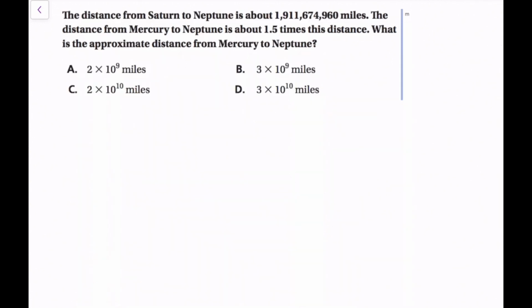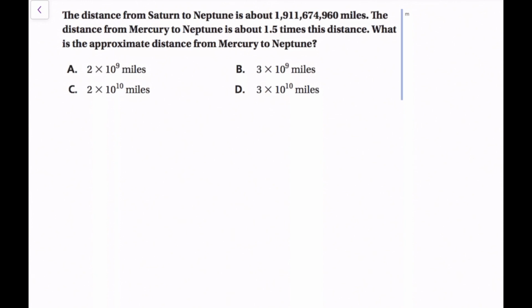All right, so for this example, we have multiple choice. The distance from Saturn to Neptune is about 1,911,674,960 miles. The distance from Mercury to Neptune is about 1.5 times this distance. What is the approximate distance from Mercury to Neptune? Well, you could just multiply 1.5 times this really big number and then round it, or we could round this really big number first and then multiply by 1.5. So that's what I'm going to do.